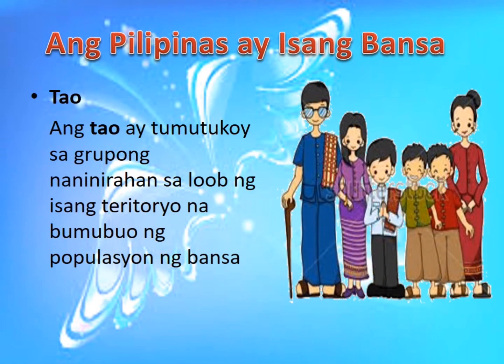Next, we usually give the meaning of the elements of a certain country. Number one is yung tinatawag natin na tao. So, ang tao ay tumutukoy sa grupong naninirahan sa loob ng isang teritoryo na binubuo ng populasyon ng isang bansa. So, ito yung pinakaimportanteng elemento ng isang bansa, no, yung tao.